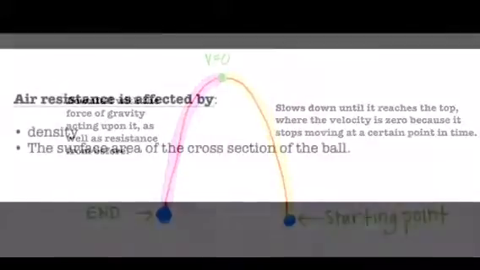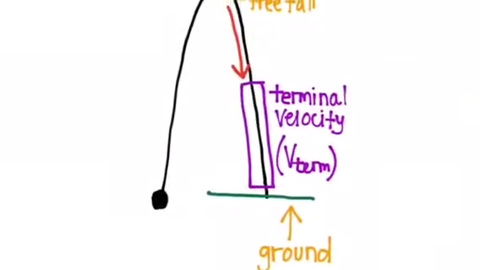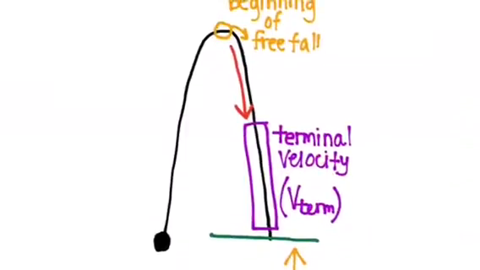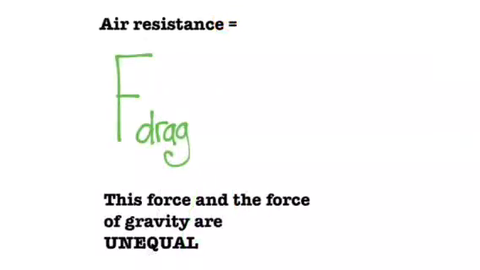The air resistance is affected by the density of the air and the surface area of the cross-section of the ball. The air resistance determines the terminal velocity of the ball, which is the max velocity the ball can reach. When the ball reaches terminal velocity, it remains at that velocity until it lands or the velocity is terminated. Without air resistance, the ball would not reach terminal velocity and would speed up indefinitely until acted on by an unbalanced force, i.e. the ground. The air resistance is represented by F drag, and it is unequal to the force of gravity, which is why the ball does not stay suspended in the air because the forces are unbalanced.